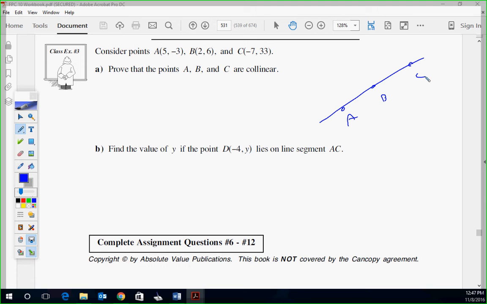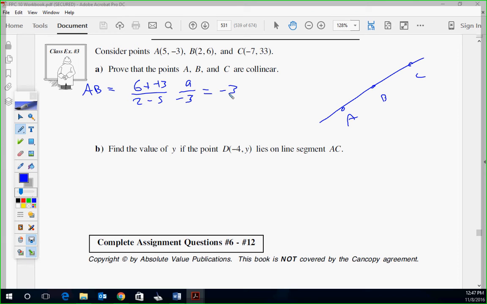So we have to do slope a couple times. Let's do AB first. What's the AB slope? 6 minus a -3 over 2 minus 5. 6 minus -3 is plus, that's 9 over -3. So -3 is my first slope. Everybody okay with that? So I did 6 minus a -3, minus a minus is plus. 2 minus 5 is a -3. 9 over -3 is -3.